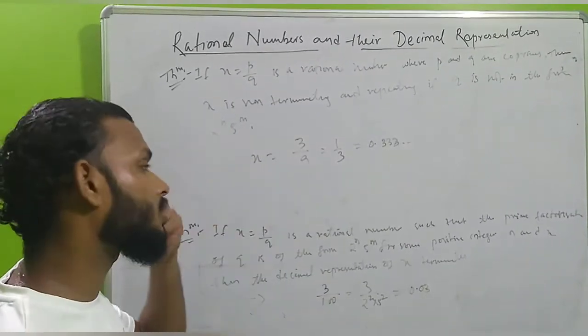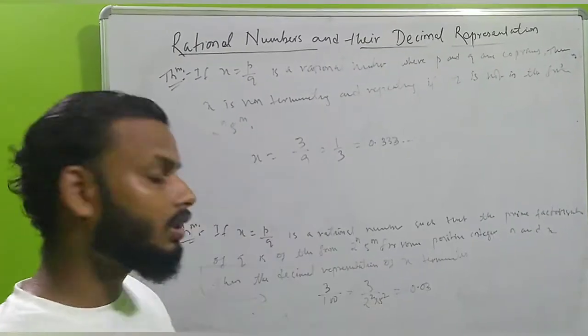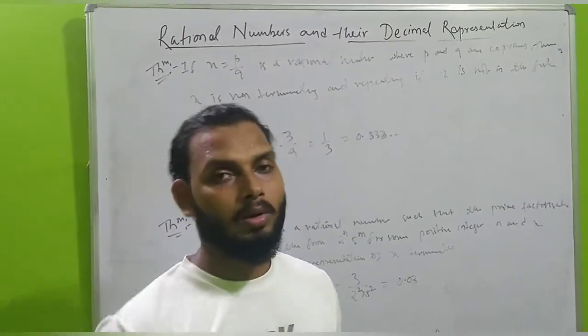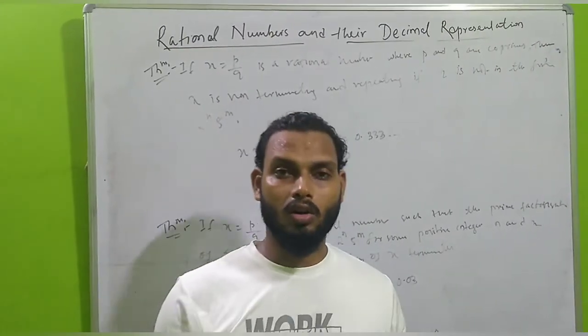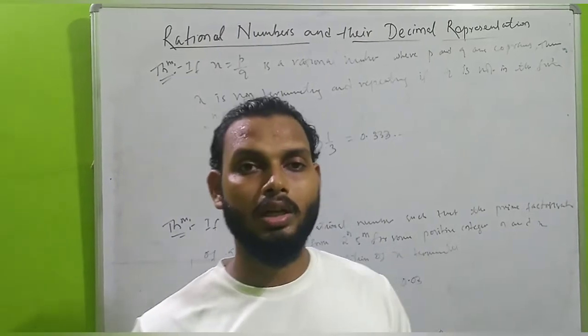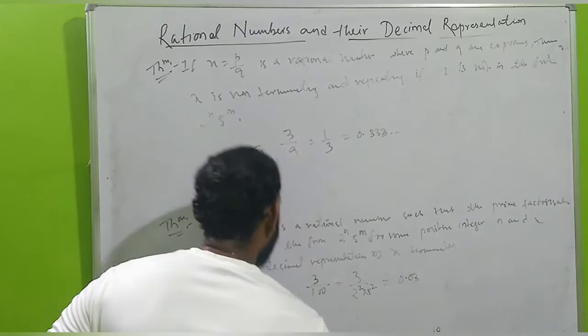Okay, so the prime factorization of q is not of the form 2 to the power n into 5 to the power m. So these are the three theorems which are most important for this part, how to say a number is terminating or non-terminating by using the question only and without solving that problem. So let me give some problems.